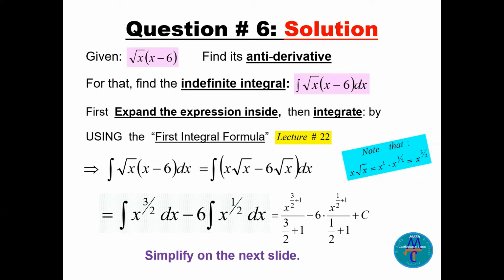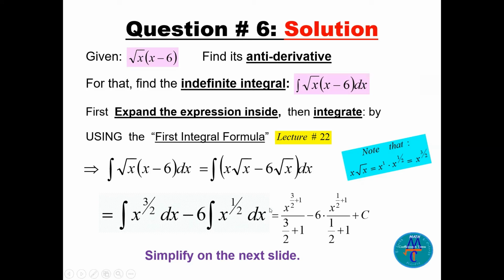Now this is the given function. Find its antiderivative, which is the indefinite integral, integration of square root of x times x minus 6 dx. This is from lecture 22. Square root of x, we can multiply here. It will be x square root of x minus 6 square root of x. This will be x to the power 3 over 2, because x to the power 1 times x to the power half, we add the powers if the base is the same. So it will be x to the power 3 over 2 minus 6x to the power half.